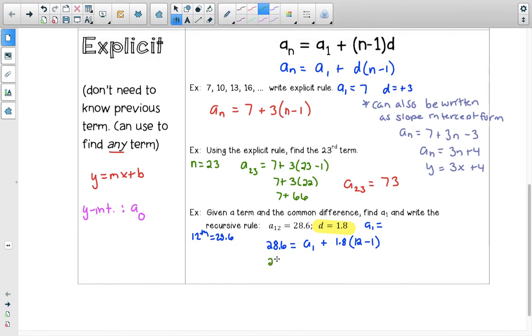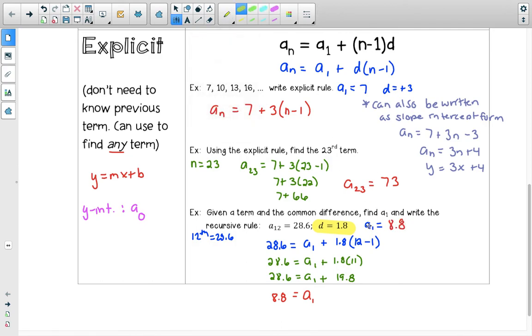So let's solve for that. So we have 28.6, or 28 6/10, is equal to a sub 1 plus 1 8/10 times 11, because it's 12 minus 1. So we have 28 6/10 is equal to a sub 1 plus 1 8/10 times 11, which is 19 8/10. And now we want to subtract 19 8/10 from 28 6/10. So we end up with a sub 1 is equal to 8 8/10. So we have a sub 1 is equal to 8 8/10.